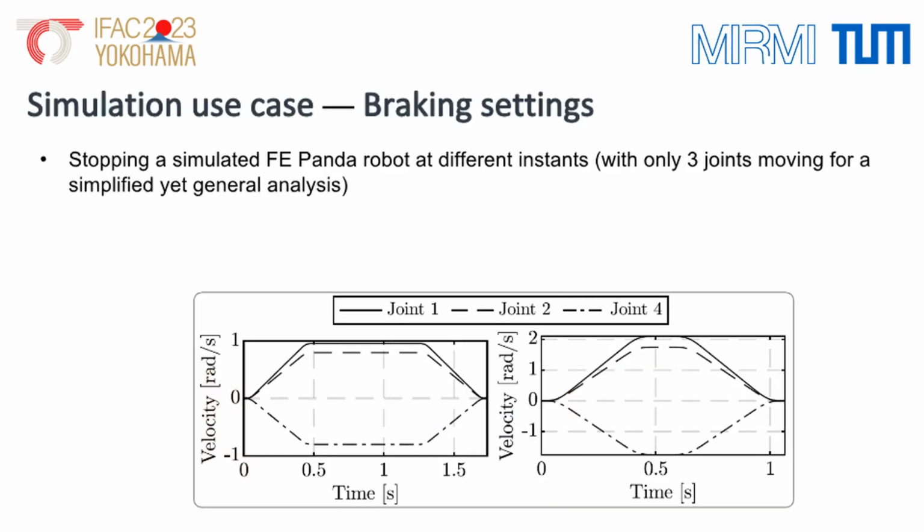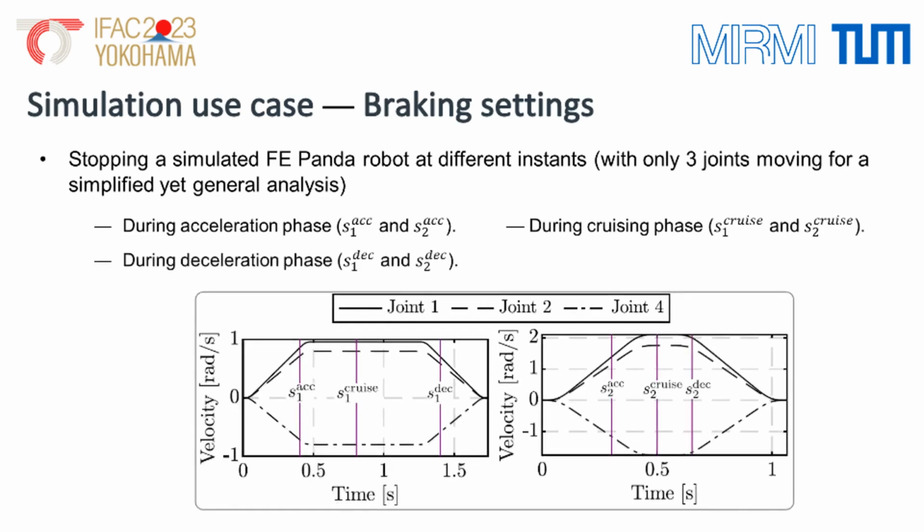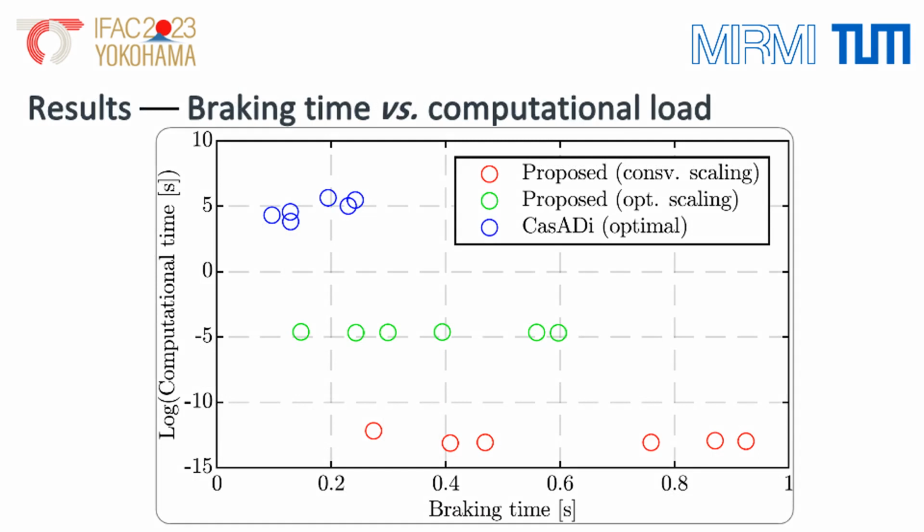To test the proposed concepts, we tried to stop in simulation a Franka Emika Panda robot arm with only 3 joints moving in order to simplify the analysis without compromising the generality. We compared the braking performance of our framework, employing both conservative and optimal scaling for the modal bounds, against the optimal time minimizing solution as obtained via numerical nonlinear optimization. For this, the braking action was triggered at arbitrary instants during the following motion phases: acceleration, cruising, and deceleration.